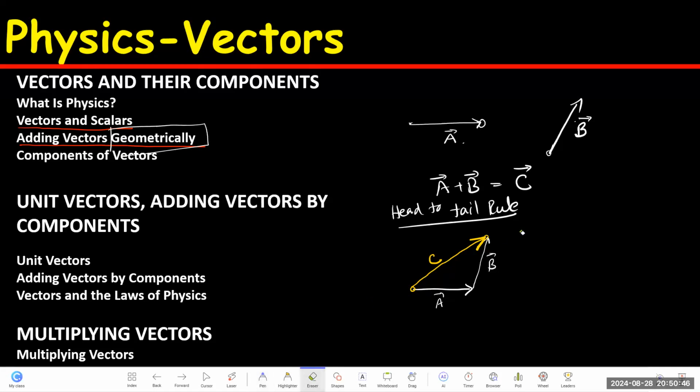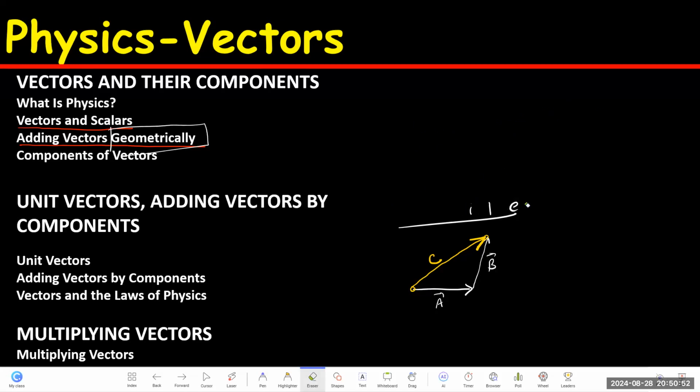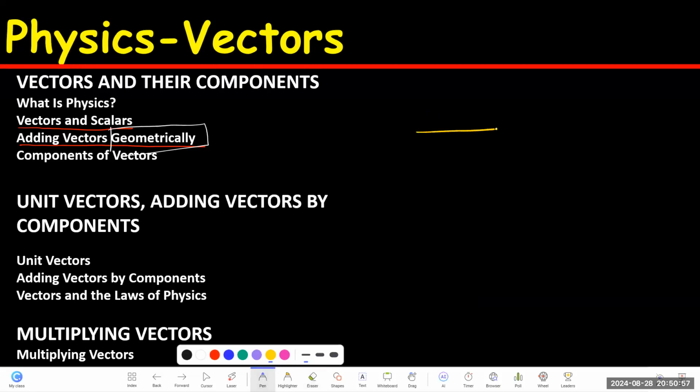So let's take a look at another example. You have a vector like this, A, and then you have a vector like this, B, and you have a vector like this, C. If I'm asking you to add A plus B plus C, you can do the addition. The addition will be like this, and it should be a new vector.